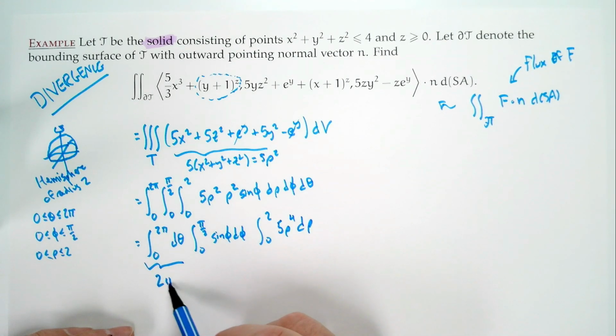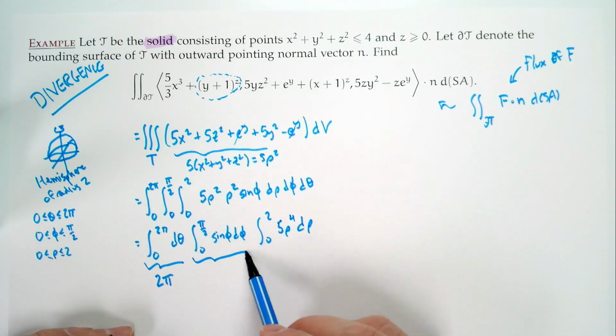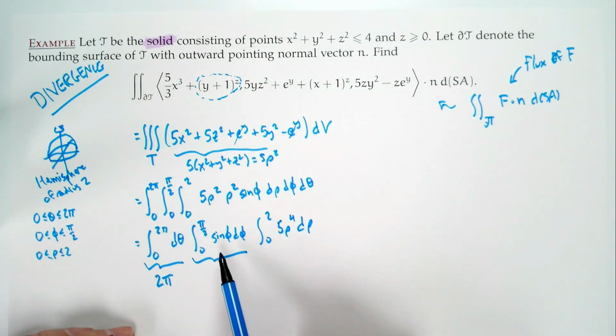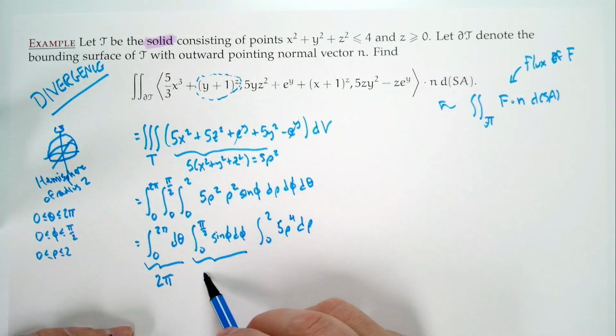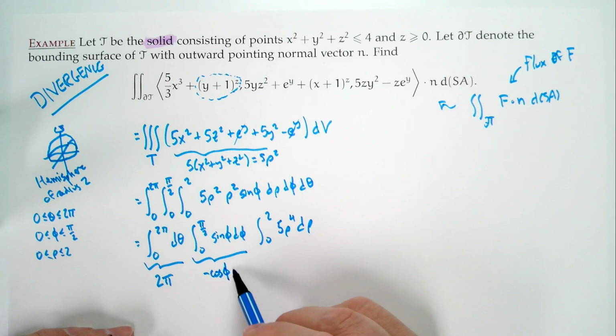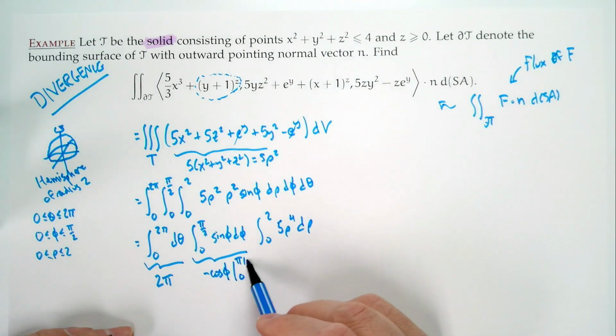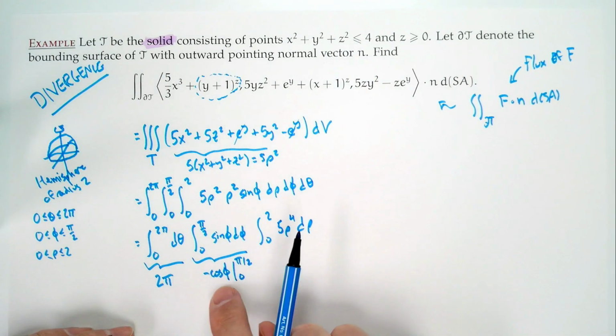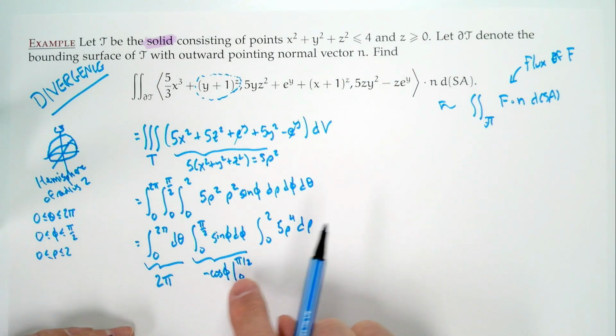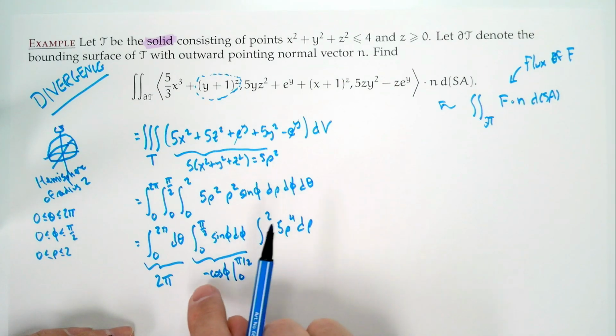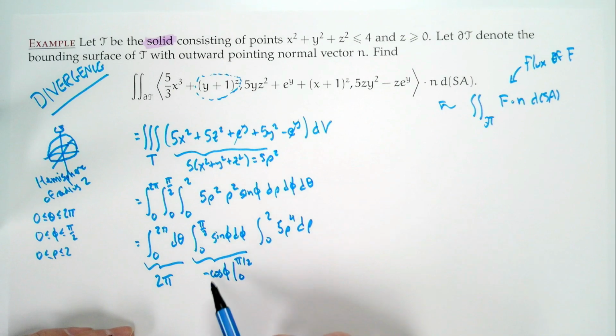First integral, 2 pi. That's not so bad. Second integral, actually it's not so bad either. The integral of sine is negative cosine, and then you're going to evaluate from 0 to pi over 2. But when you plug in pi over 2, you get 0, since cosine of pi over 2 is 0. So you get 0 minus 1, because cosine of 0 is 1, which means this becomes 1.